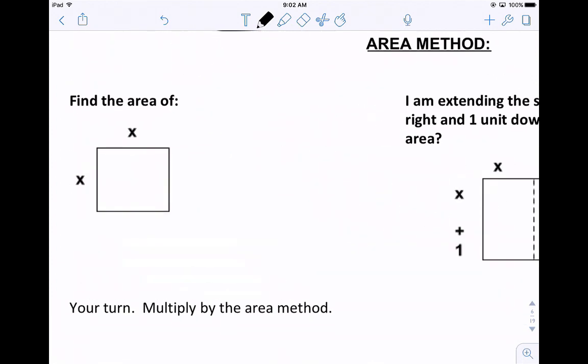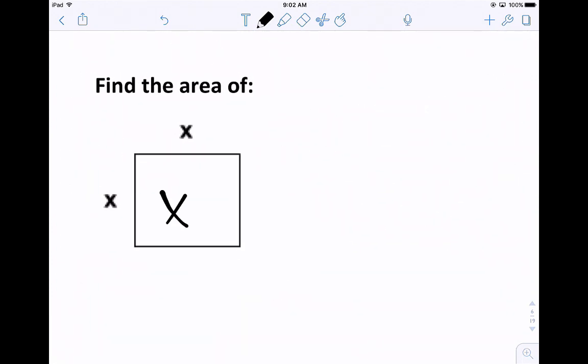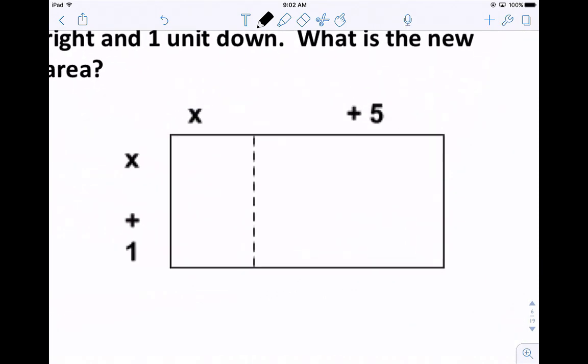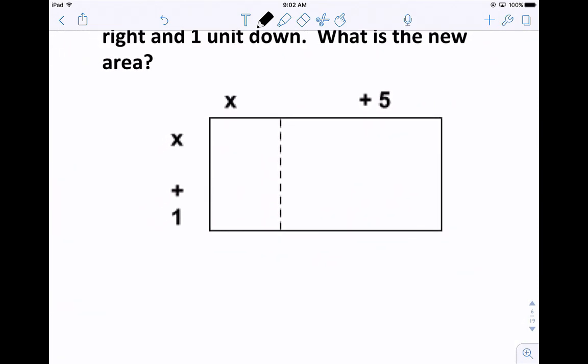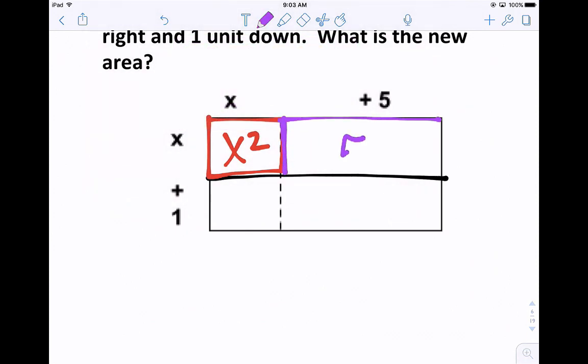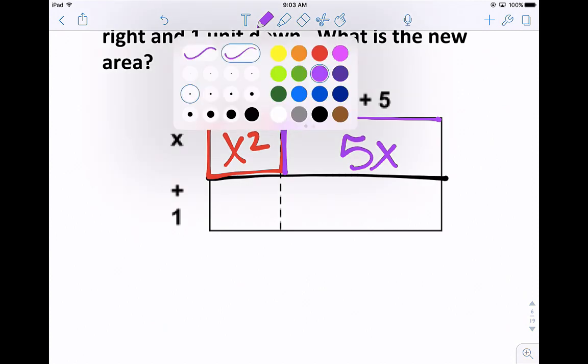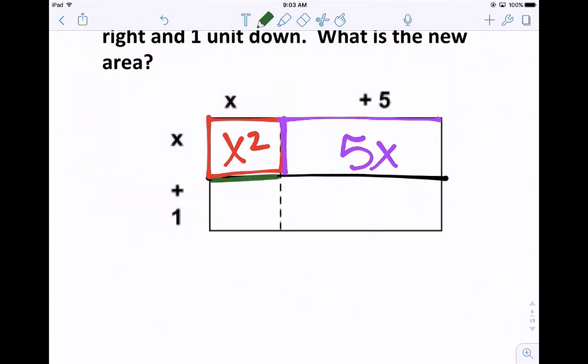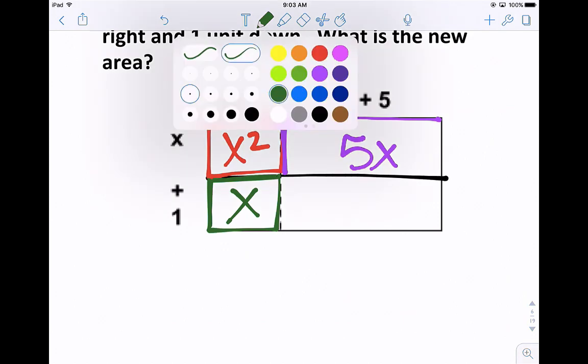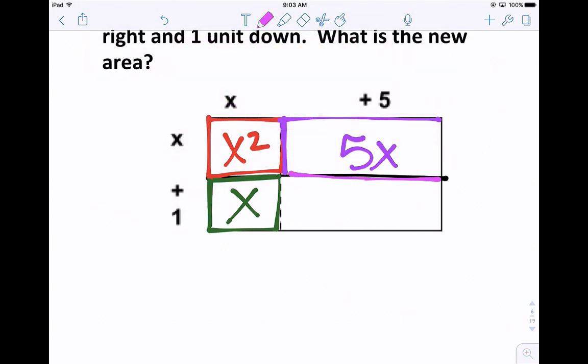All right, so again, area, base times height. So if you have an x by x squared, that area is x squared. But how about this right here? This is like the stage problem. I can break it up and find each part. So the first part right here is x by x, which is x squared. The second part, this is 5 units long and x units wide, so this is 5x. This part over here is x units wide and 1 unit long, so this is 1x. And then the last part is 5 units long and 1 unit high, so 5 times 1 is 5.